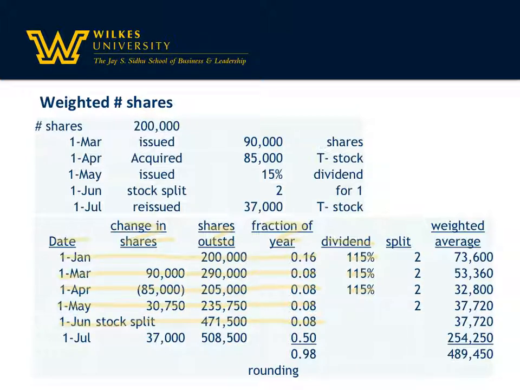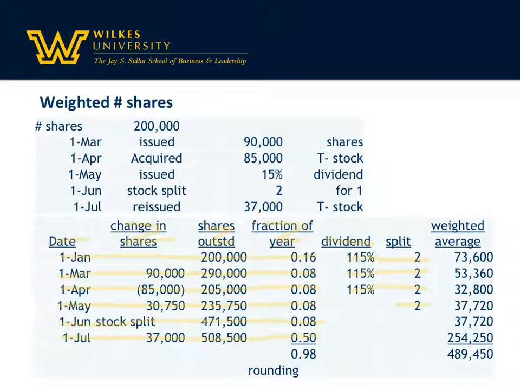But it's really easy to see the 471,500, all of a sudden the number of shares doubled. That messes with your weighted average. So what we have to do is double everything before then. So we add a multiplier of 2 to our prior numbers. Then on July 1st, we have the 37,000 shares of reissued treasury stock, bringing the outstanding total to 508,500. This lasts for half a year.